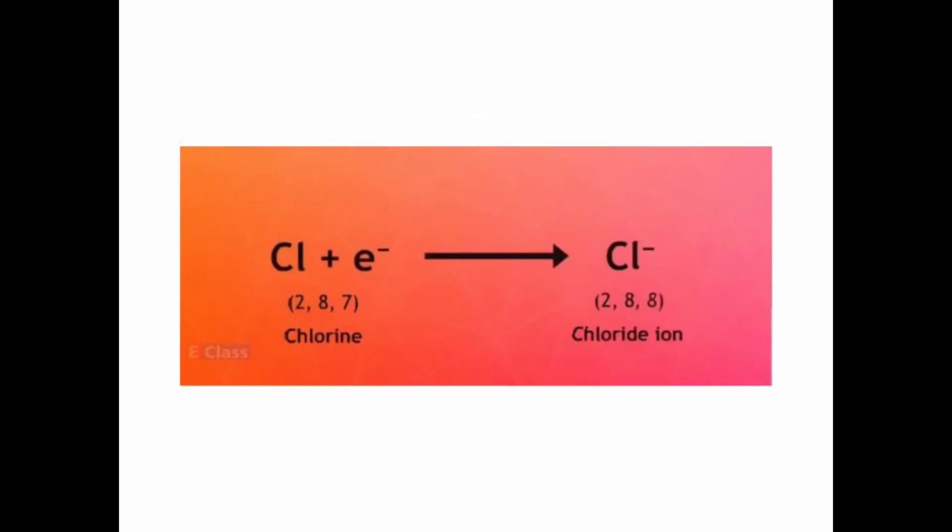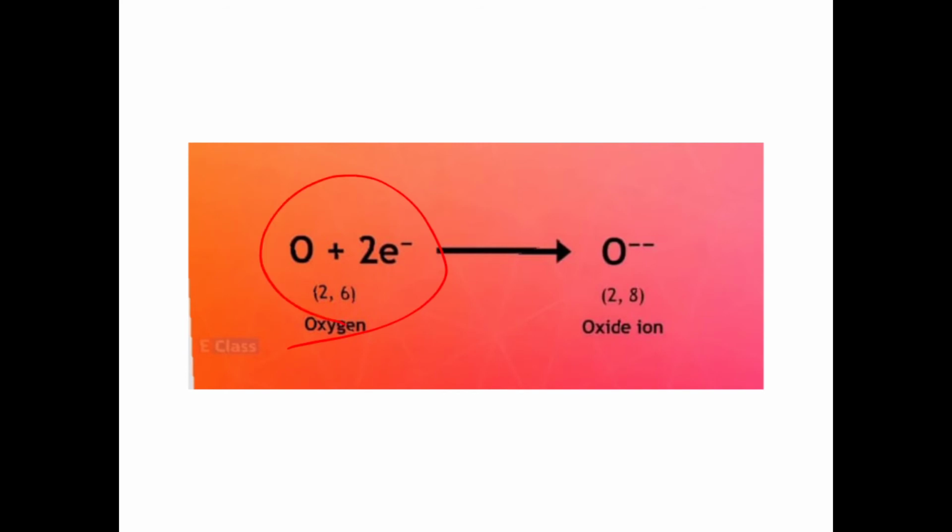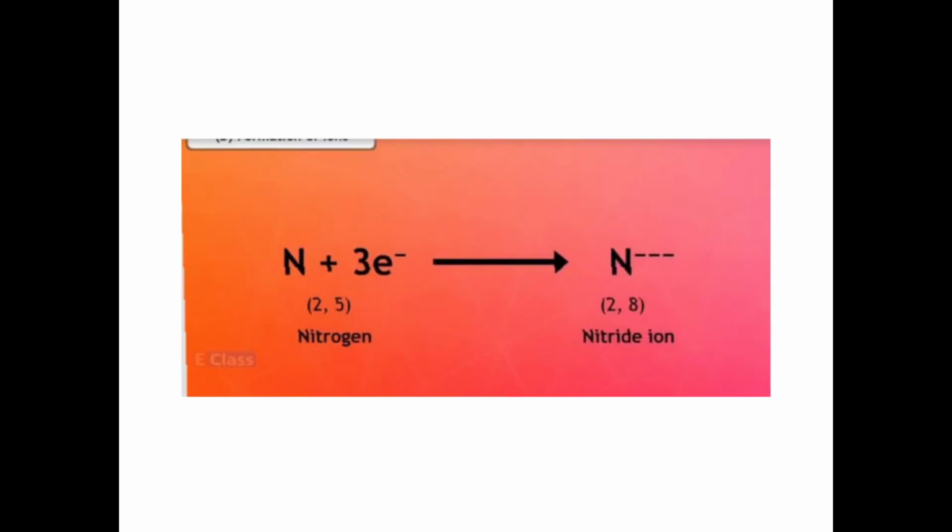So how is it? Chlorine accepts one electron to form a chloride ion. Oxygen accepts two electrons and forms the oxide ion. Nitrogen also accepts electrons and forms the nitride ions. Okay, so normally they form negative ions. Non-metal, negative ions. Metal forms positive ions. That way you can remember.